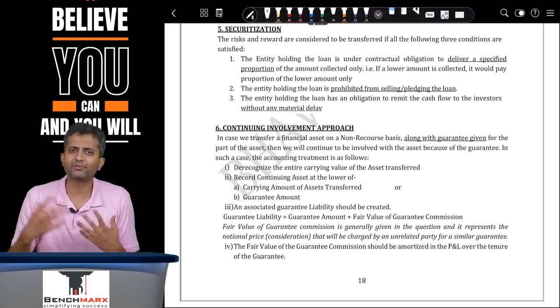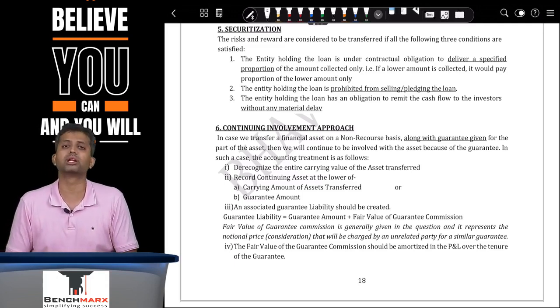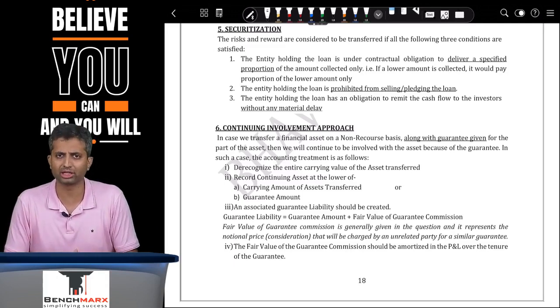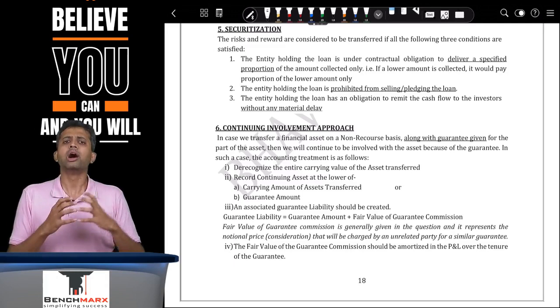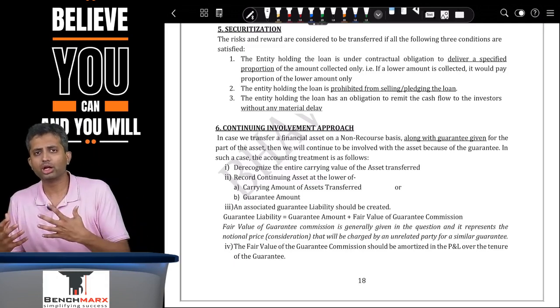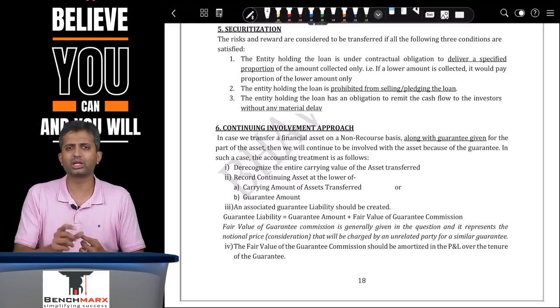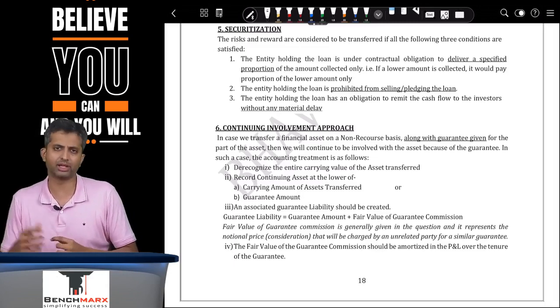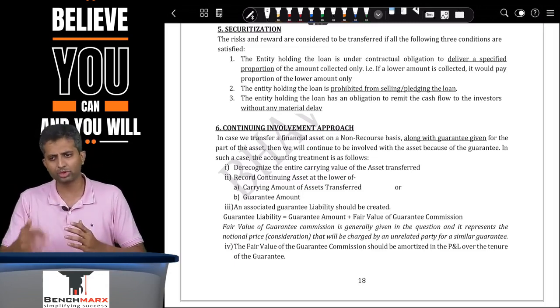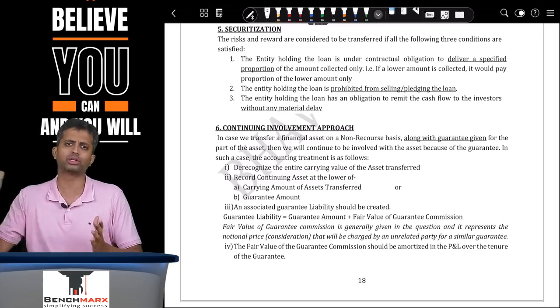The balancing figure, if any, that arises on this transaction will be considered as the gain or loss on the derecognition of these debtors. Also, the associated guarantee liability, at least the fair value which is linked to the guarantee commission, will be recognized as income over the tenure of the guarantee.